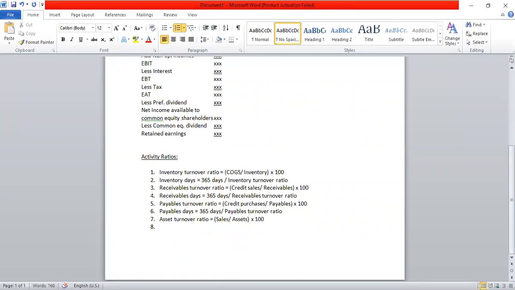Is that so? Is that the mistake I made? It should be receivable turnover ratio. Maybe looking at the previous thing, I just wrote it like that. I'm really sorry about that mistake. Please make the change. Receivable days is equal to 365 days divided by receivables turnover ratio.